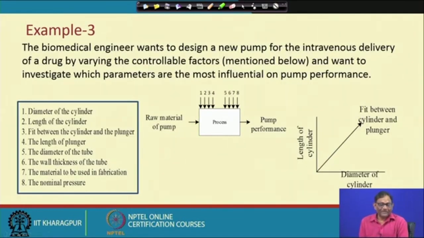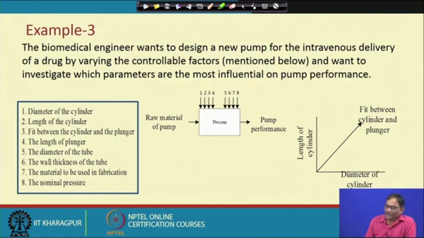My third example is a biomedical engineer who wants to design a new pump for the intravenous delivery of a drug by varying the controllable factors, and wants to investigate which factors are the most influential on pump performance. There are 8 controllable factors identified: diameter of the cylinder, length of the cylinder, fit between the cylinder and the plunger, the length of the plunger, diameter of the tube, the wall thickness of the tube, the material to be used in fabrication, and the nominal pressure. The response is the pump performance, basically the new intravenous delivery.